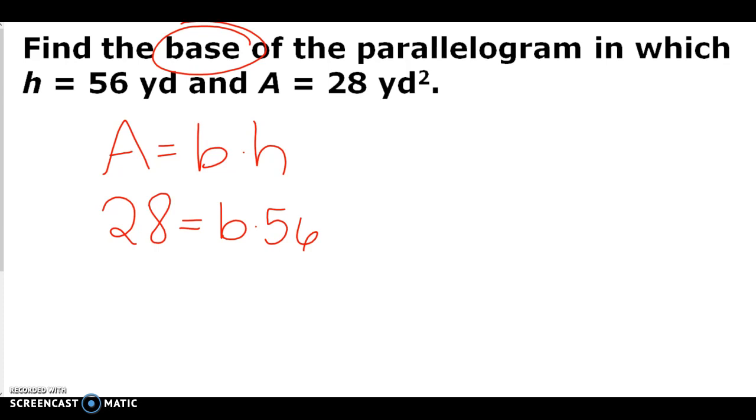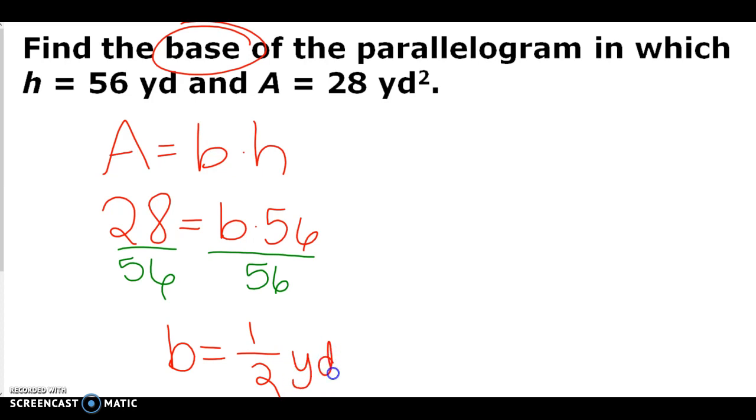How do I get b by itself? It's being multiplied, so we're going to divide. We have to do inverse operations to undo. So what does b equal? 1/2. And what's my unit? Yards. Be really careful. This time we're looking for a length, so it's just yards. It is not yards squared.